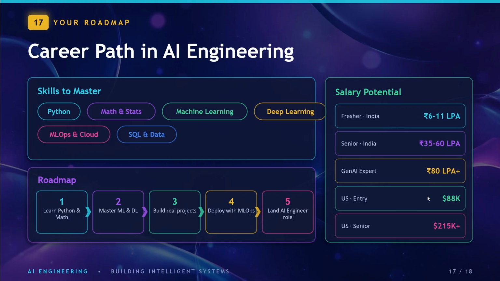Internationally, in the US, an entry level AI engineer typically earns around $88,000 a year, while a senior AI engineer can earn $215,000 or more annually. These numbers clearly show why so many people are moving towards this career path. The combination of high demand and high compensation makes AI engineering one of the most attractive fields to enter right now.